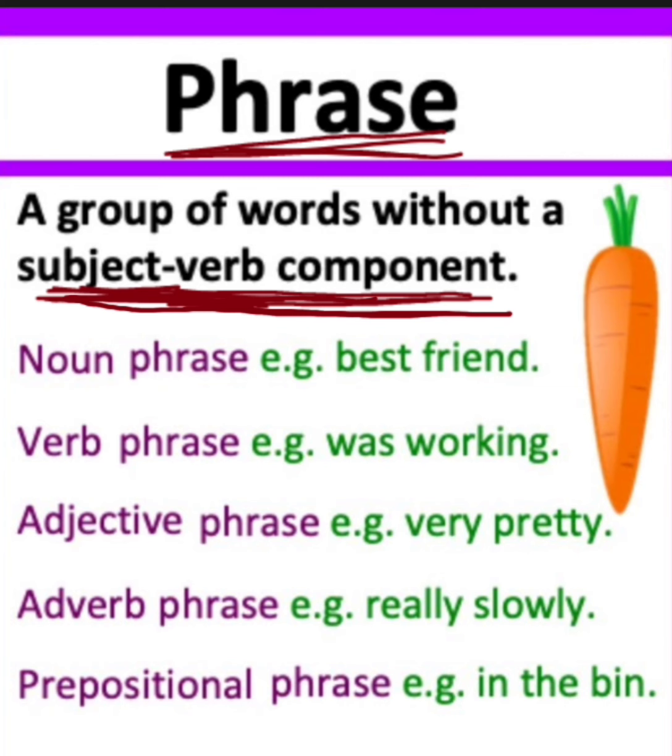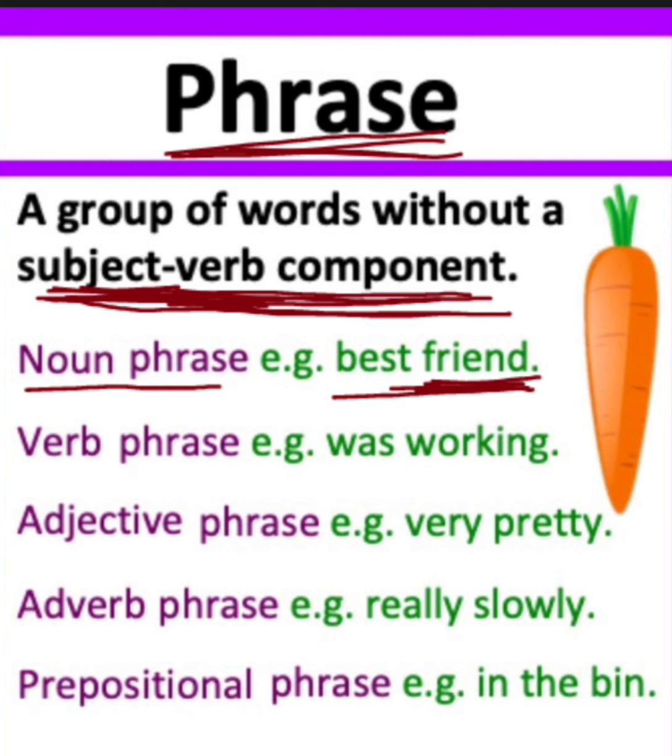For example, noun phrase. So in noun phrase, the head word must be noun. For example, best friend. Here, friend is the head word, which is noun. So in noun phrase, the head word is always noun, and we know that whenever the head word is noun, that phrase would be a noun phrase.